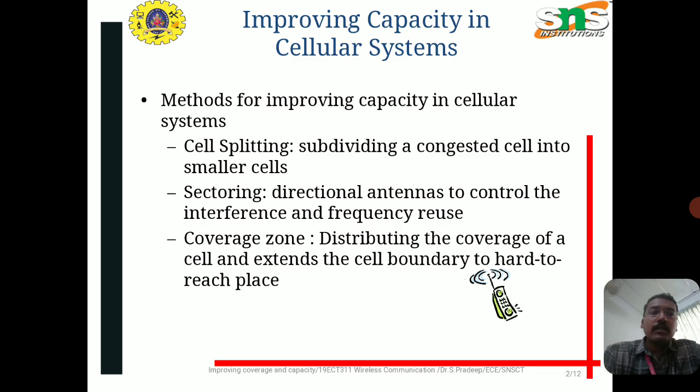Cell splitting. Subdividing a congested cell into smaller cells is called cell splitting. Sectoring is the use of directional antennas to control interference and frequency usage. Distributing the coverage of a cell and extending the cell boundary to hard to reach places is called coverage zone.